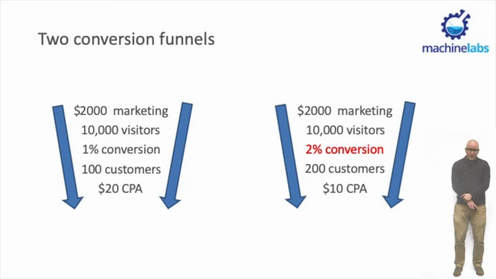So let's start off by looking at two conversion funnels. We're going to spend $2,000 on marketing. We're going to get 10,000 visitors. Now the first funnel has got a conversion rate of 1%. The second funnel converts at 2%. And look at the difference. We get twice as many customers and the CAC halves. Good times.